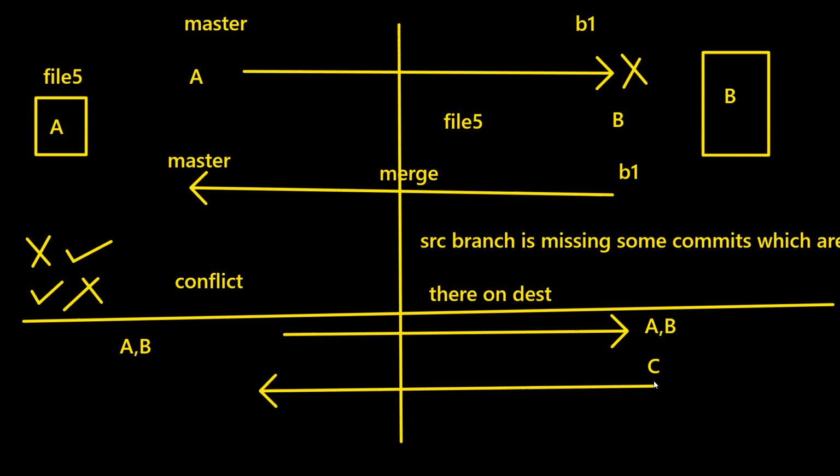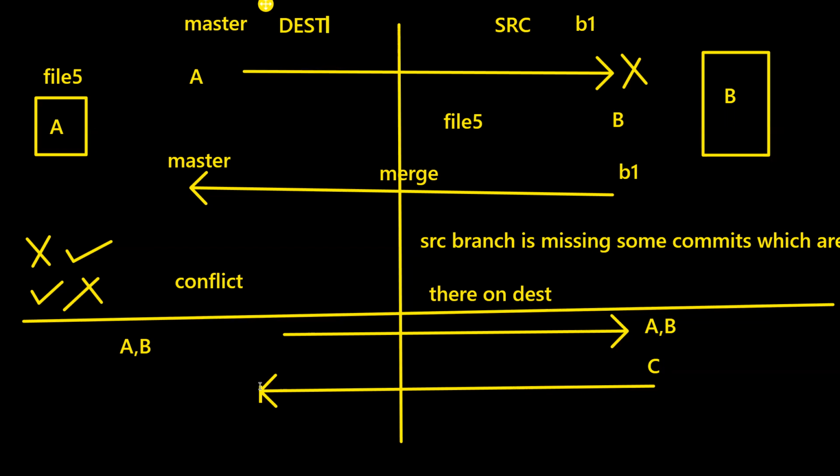Source branch means this branch. Okay, the right-hand side is the source branch. It's not missing any commits that are there on the destination. But let's say it's the same file. Still you will not get a conflict because the commits already existed. Only the new commit will be merged into the destination. That's what actually happened yesterday for us. Yesterday file 1, file 2 were there. Then we made a file 3, right? So if file 1, file 2 were already there, you will not get a conflict.